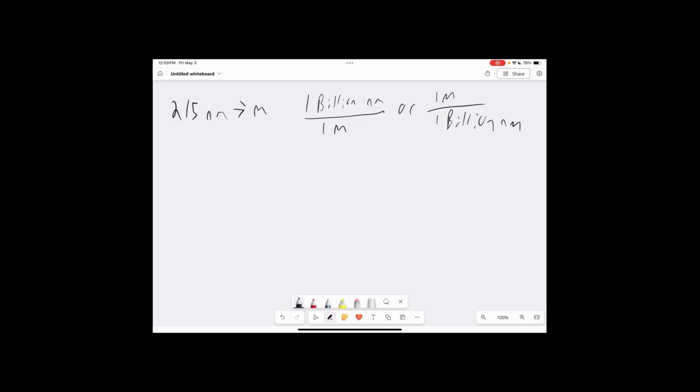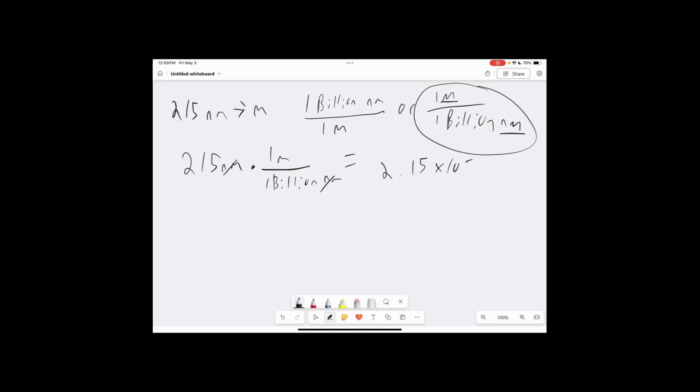Now, we're going from nanometers to meters, and the classic way that you solve a conversion like this is by going diagonal with your units. So we want to use the version of this fraction that will put our unit that we have on the bottom and the unit that we want on the top. So we're going from nanometers to meters. So we're going to use this version. So it's going to be this times 1 billion nanometers on the bottom, 1 meter on the top. Nanometers and nanometers will cancel out, and we end up getting 2.15 times 10 to the negative 7th meters.